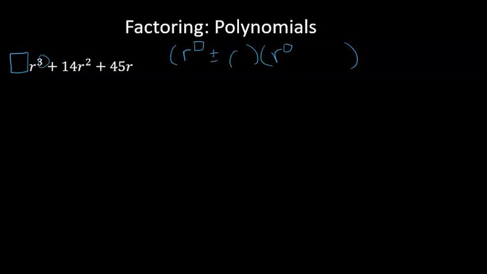It's going to be either plus or minus with a constant. Plus or minus with a constant. So we know that's the basic setup. So what do I do?